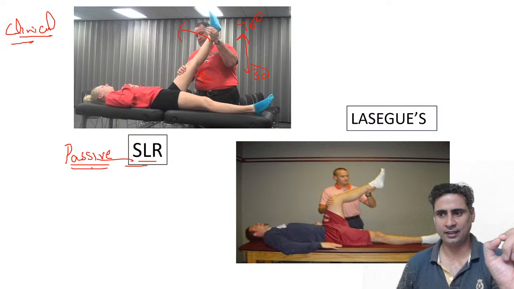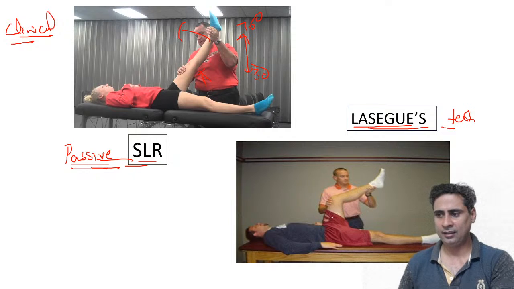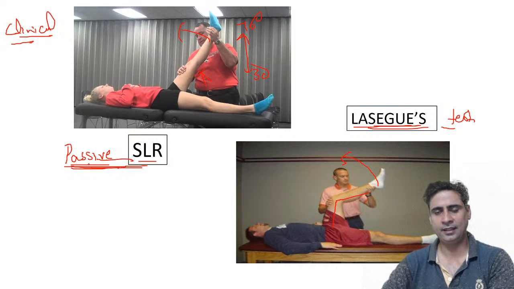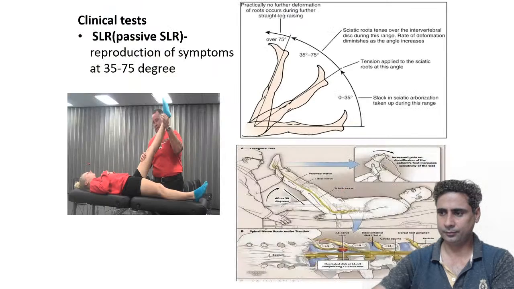That is passive SLR. Now the second test is Lasegue's test, which is a modification of this straight leg raising test. Here in this test, we start in the flexed position of the knee and hip, and then we do extension of the knee joint to put stretch on the sciatic nerve. This is Lasegue's test. This is the passive straight leg raising test. These are the clinical tests for prolapsed intervertebral disc.